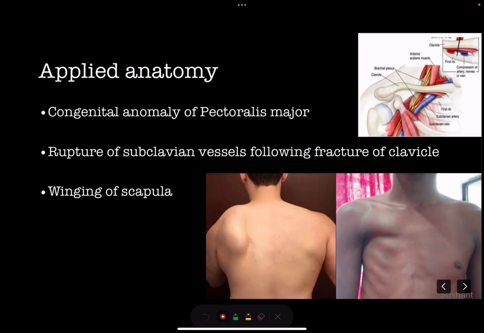Then the rupture of the subclavian vessels following fracture of the clavicle. See, the subclavian vessels lie very close to the clavicle. So the fracture of the clavicle may be associated with the rupture of the subclavian vessel. If the fragmented piece of a clavicle punctures the subclavian vessels, it may result in profuse bleeding. And there is this condition called the winging of the scapula. This is due to the paralysis of the serratus anterior muscle due to injury of the long thoracic nerve. That's called the winging of scapula.